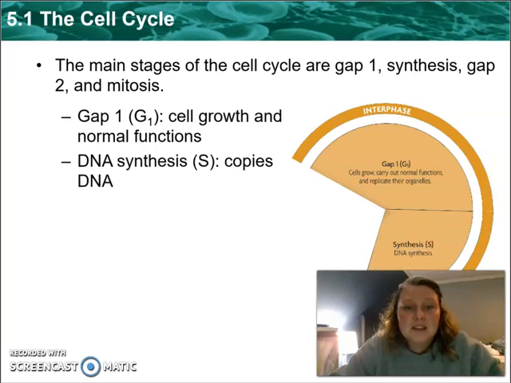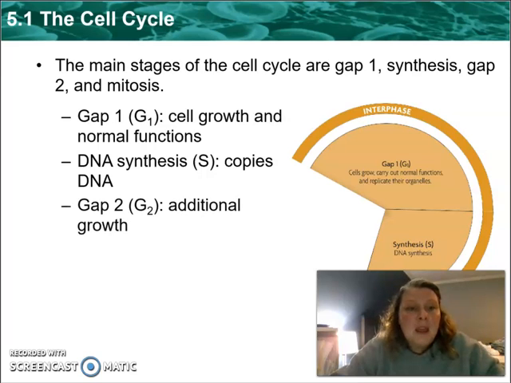Next, you have synthesis. So after a cell is living its life and it's getting ready to divide, then it needs to make a copy of the DNA because, as you know, every cell has a nucleus, or not every cell, but eukaryotic cells that go through mitosis have a nucleus, and in there is their DNA. So if you're going to make 2 cells from one cell, you need to make a copy of that DNA first. Then you have GAP2 or G2.